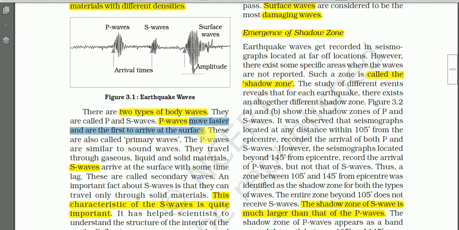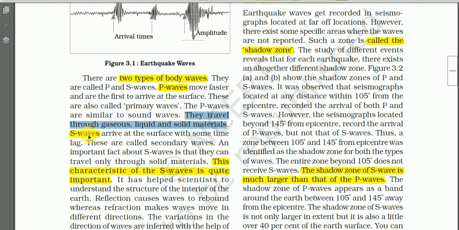And these waves are also known as primary waves. Primary waves, or the P waves, are similar to sound waves. And they can travel through gaseous, liquid, and solid material. Remember, P waves travel through gaseous, liquid, and solid material.